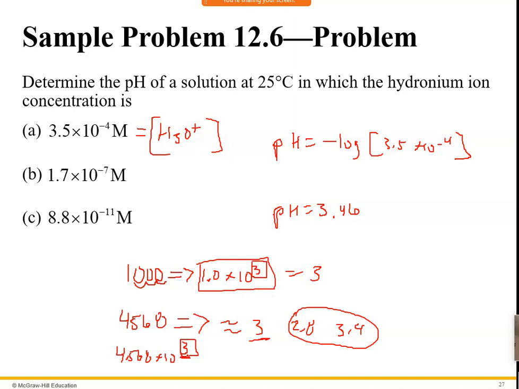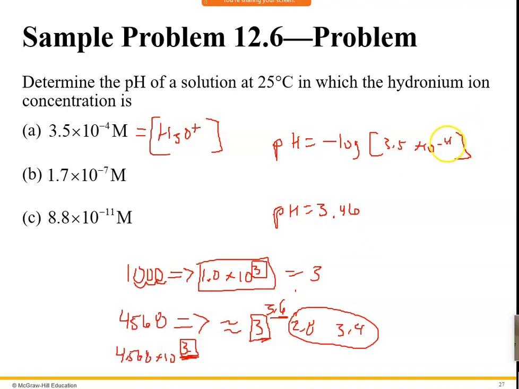So if I were to actually do this, let's actually do this. 4, 5, 6, 8, and take the log. The answer is 3.6. That's what the answer is. This you actually need a calculator for, but you kind of know approximately what the answer is, all based off of our power.